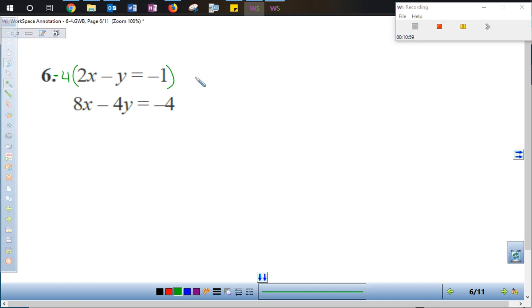Negative 4 times 2x gives me a negative 8x. Negative 4 times negative y gives me a positive 4y. And negative 4 times negative 1 gives me a positive 4. Now bring your bottom equation straight over. 8x minus 4y equals negative 4. So this is a nice reminder that we don't always have to multiply both equations. Sometimes we only have to multiply the top equation or the bottom equation, and it'll work.